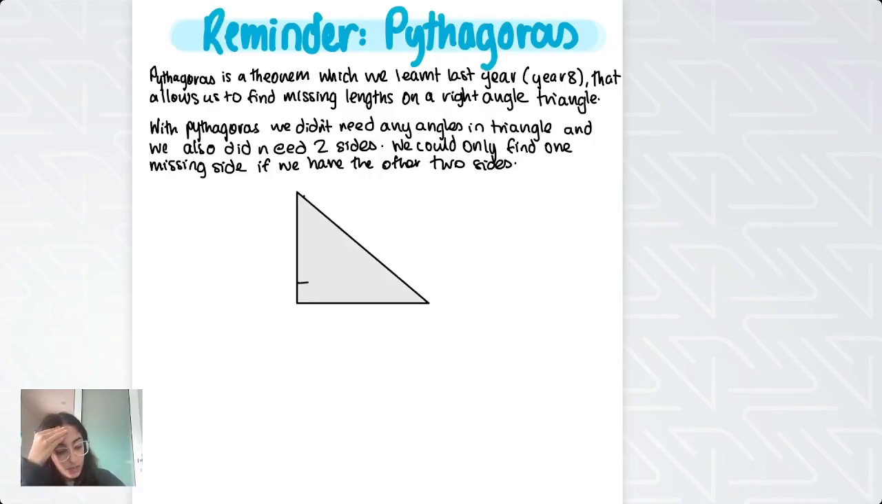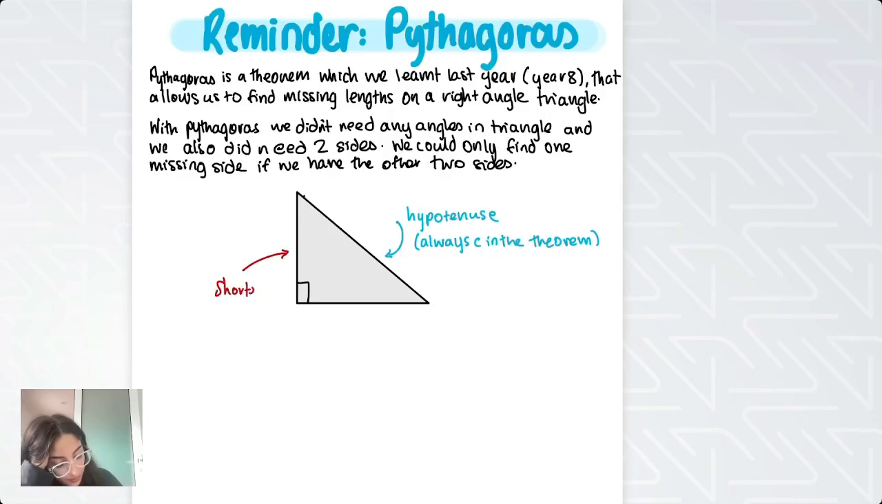So it must be a right angle triangle. We remember that this is the hypotenuse, yeah? Which is always C in the theorem. And then these are the shorter sides. So it's kind of like ABC. Yes, exactly. These are the shorter sides.